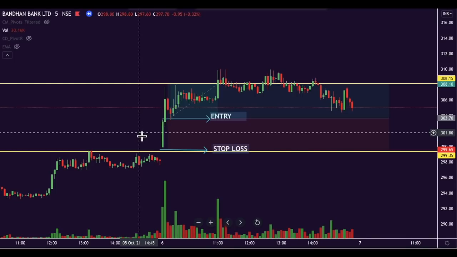Now the main reason why you need to stick to the rules is because in the live market, you will panic. Emotion will come into play. If you don't have proper rules, you'll start doing emotional trading. At that time, the chances of you losing the trade is very high. So now you have seen all the three examples. Let me show you one live market example which I took.